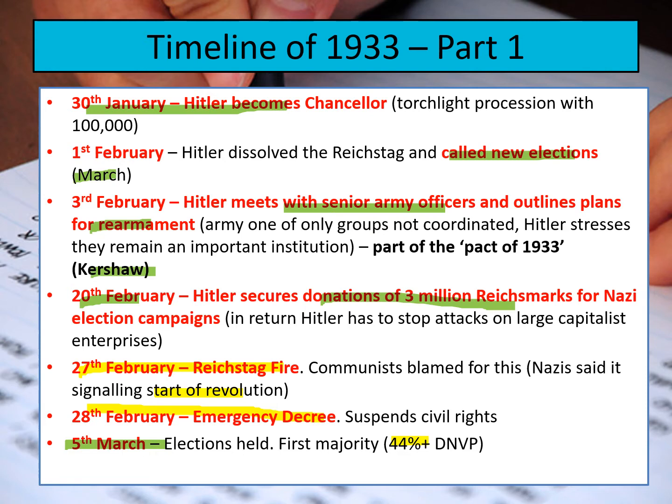So then obviously we had those elections held on the 5th of March. The Nazis are actually very disappointed with the result because they've only got 44% of the vote, and therefore they had to form a coalition with the conservative right-wing party, the DNVP.